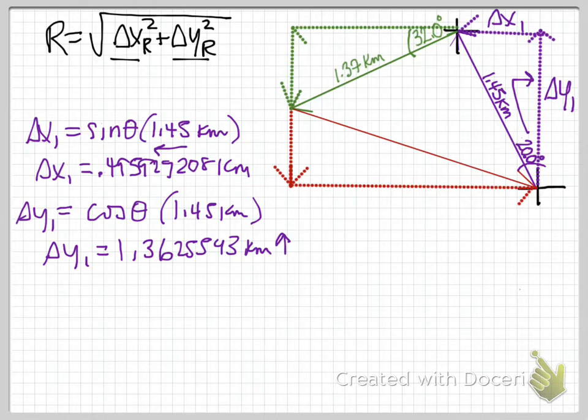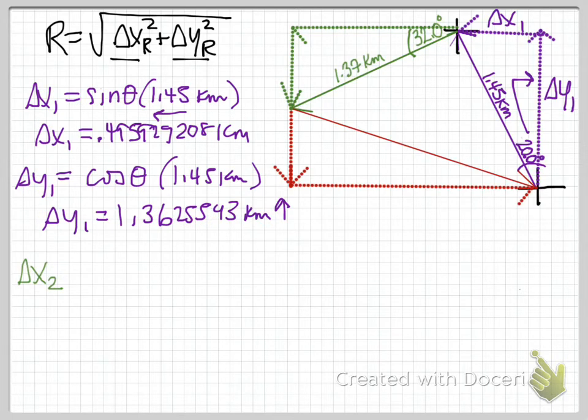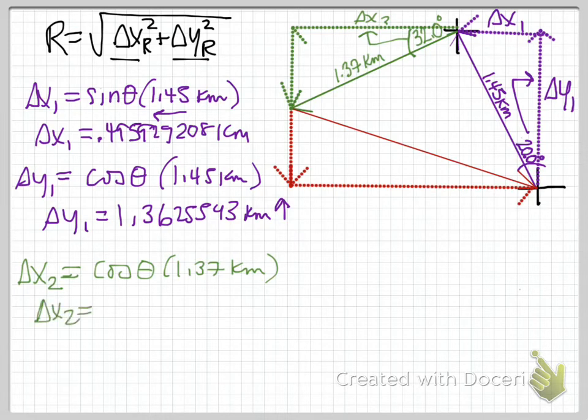Great! I'm ready to start with my second triangle. So when I look at my second triangle, I notice that now my delta x2 is adjacent to my angle. So delta x2 will be something that I find using cosine. So cosine of theta times 1.37 kilometers will give me my delta x2, and that gives me a value for delta x2 of 1.161825892 kilometers.